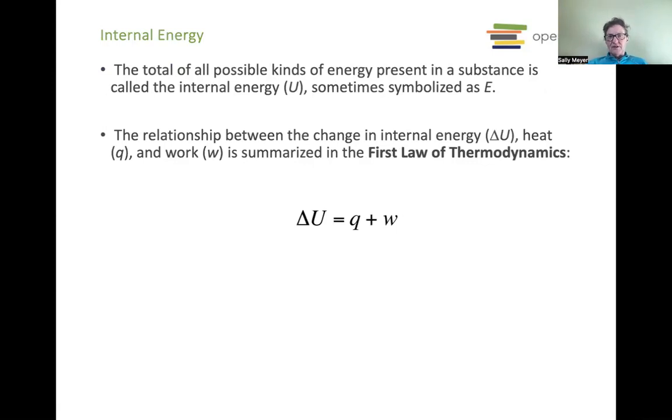So the total of all possible kinds of energy present in a substance is called the internal energy, and we give it a U. Some books give it an E. The relationship between the change in that internal energy and the amount of heat or work that we see coming in or out of the system is summarized by the first law of thermodynamics, which essentially says that energy is conserved. So if the internal energy of something changes, you have to be able to measure where it went. So heat had to flow in or out, work had to be done on or by the system in order for its internal energy to change.